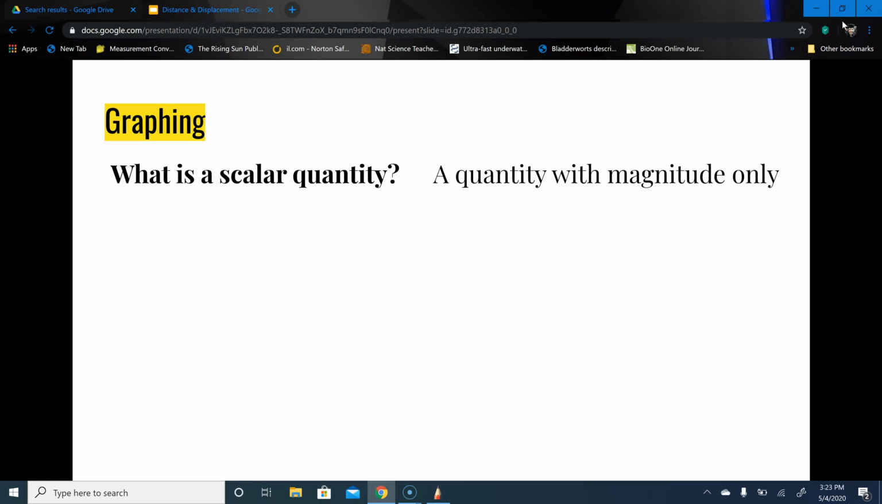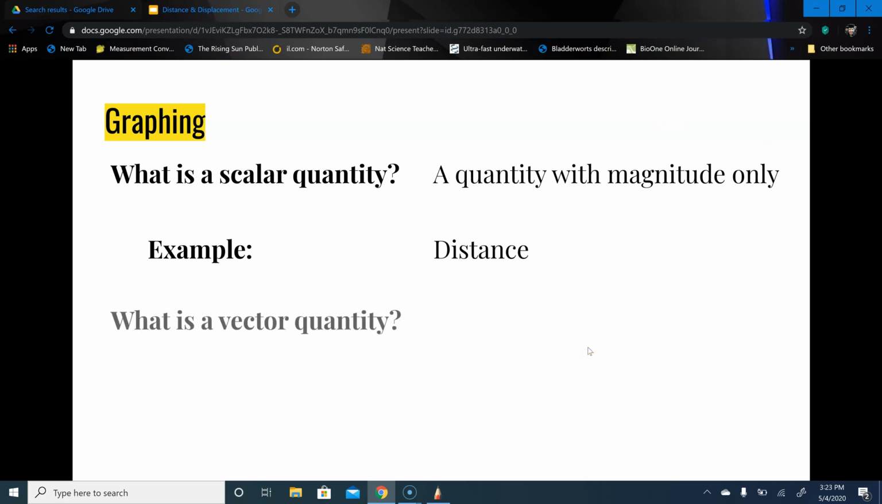Scalar quantities are quantities that have only magnitude, and that just simply means an amount. So when we're looking at the two items that we have talked about so far, distance and displacement, the scalar quantity of the two would be the distance because it only has magnitude. You ran 2 miles. Let's say you went on a trip and went 500 miles away. So it's a scalar quantity.